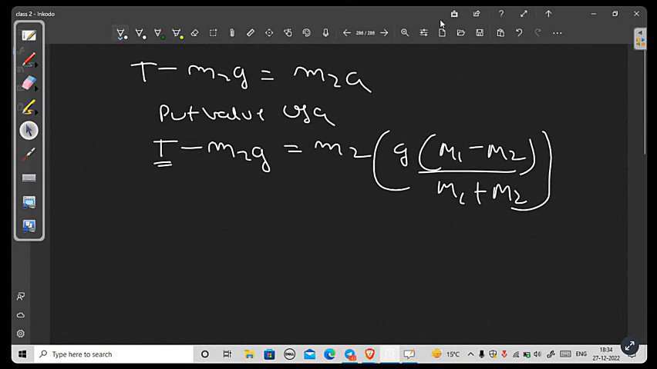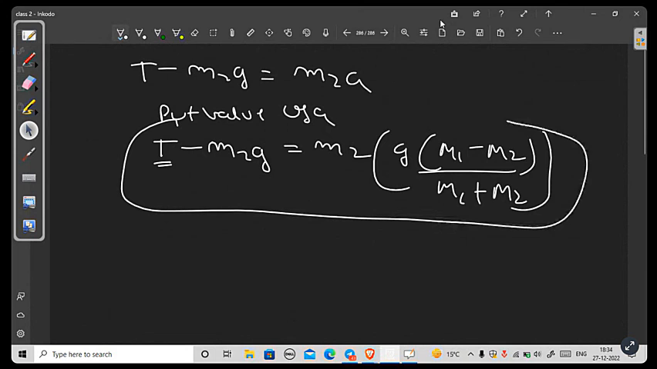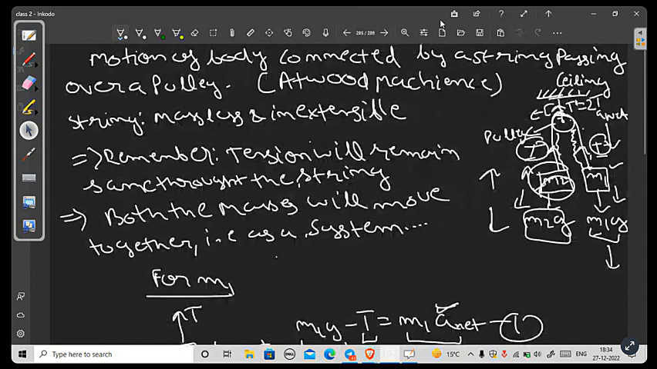I'm not solving this because this is a time pass thing. You can solve this at home. If you're not able to solve, you can ask me. But this is a very, very time pass thing, and you know where this is asked.